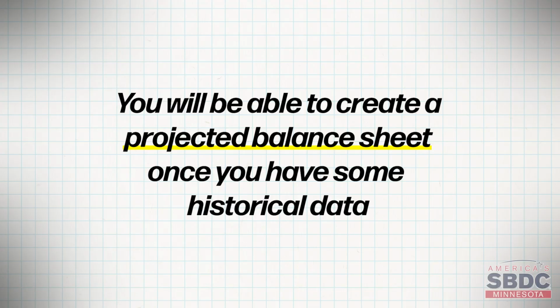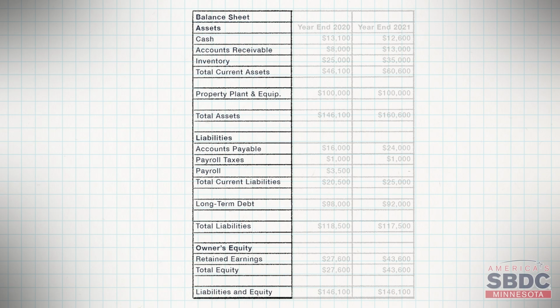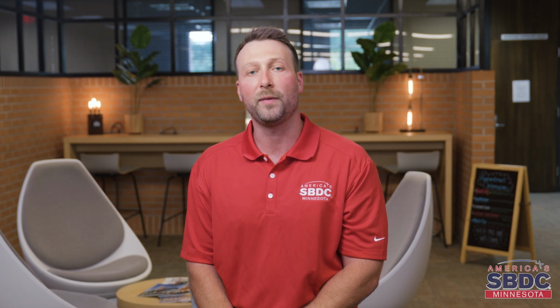You will be able to create a projected balance sheet once you have some historical data. To do this, you will create an initial or current balance sheet to work off of. Next, you will gather the historical data. Two years worth is going to be a good starting point and will likely allow for reasonably accurate predictions. Once you've reviewed your past data to see what assets and liabilities are consistent and what have been paid off or cashed out, you'll be able to put together a projected balance sheet.